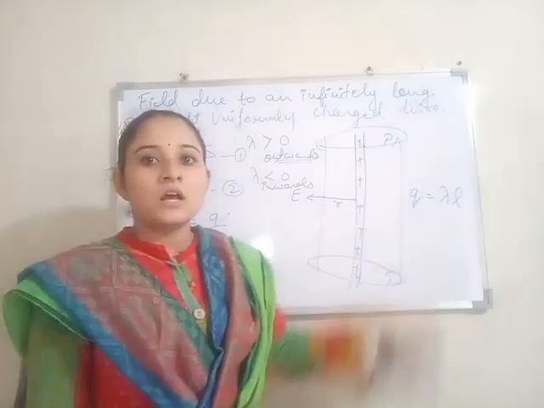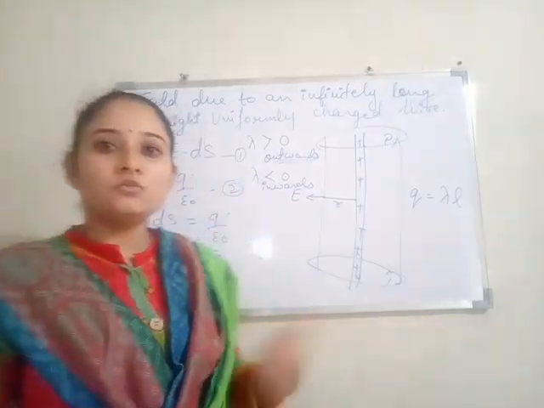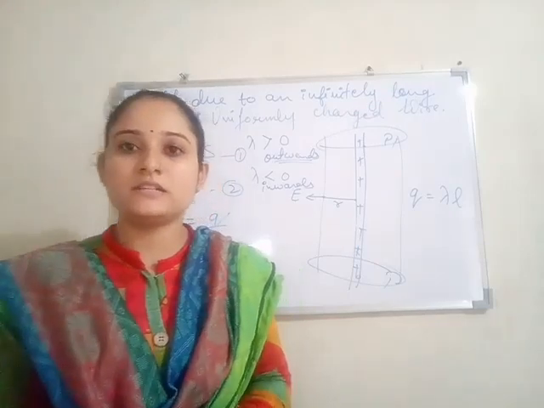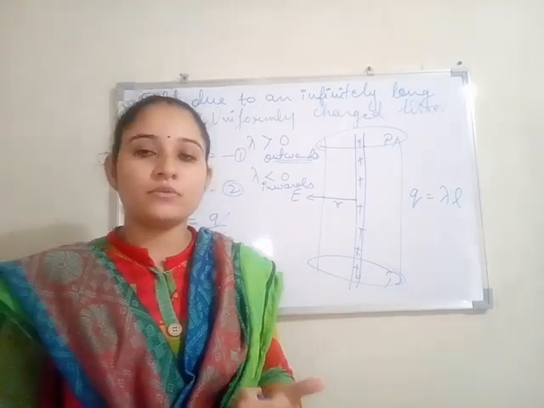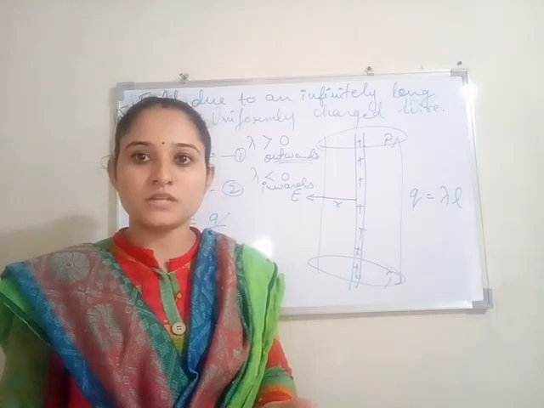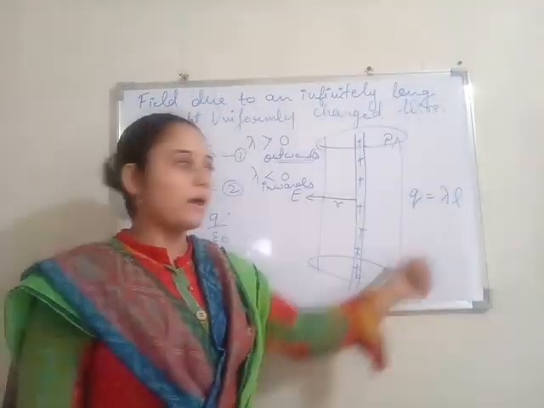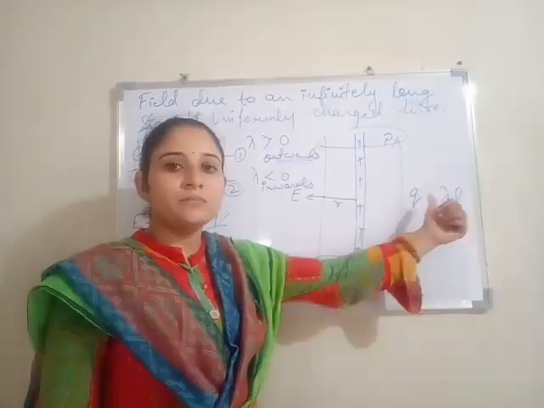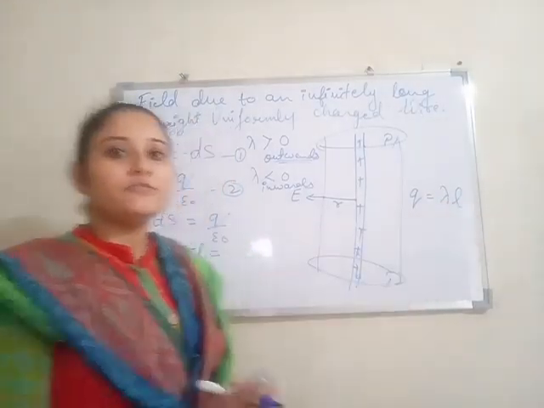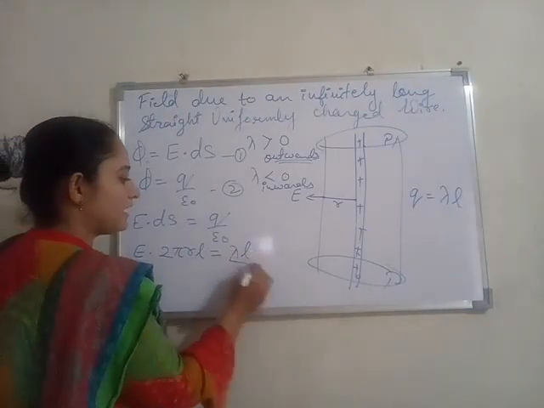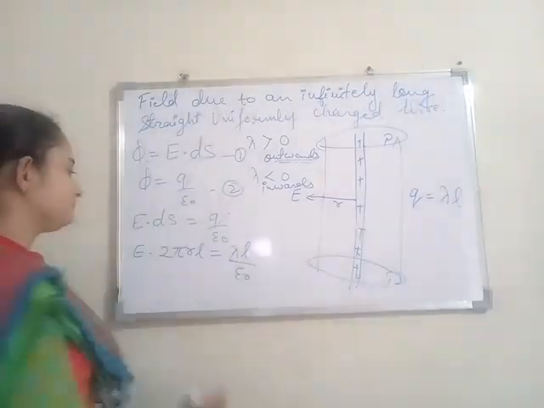that is E into 2 pi rl equals, what is charge Q? This topic we will do later, that is line charge distribution, area charge distribution, or you can say surface charge distribution or volume charge distribution. So for an infinitely long straight wire, charge Q will be equal to lambda L. So we will put this value here in place of Q, that is lambda L upon epsilon 0.